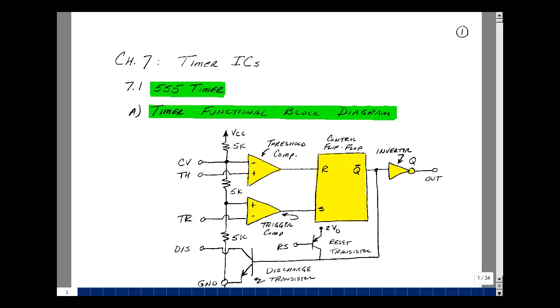This lesson deals with the 555 timer and one application called a monostable. You can find these notes in the ECE402 ebook in Chapter 7 starting on page 1.